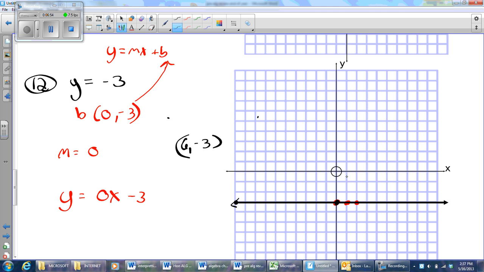And so she would go 1, 2, 3, 4, 5, 6, 1, 2, 3. And then she would say, give one more. And you might say negative 2, negative 3. And so you'd go back 2 and then down 3.